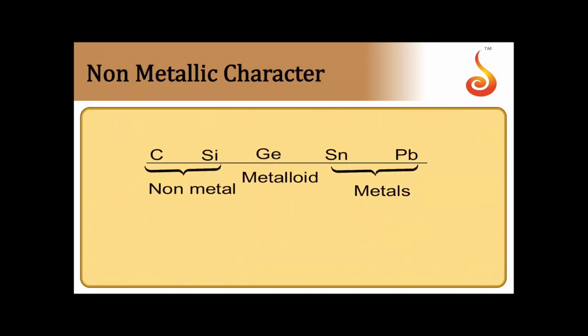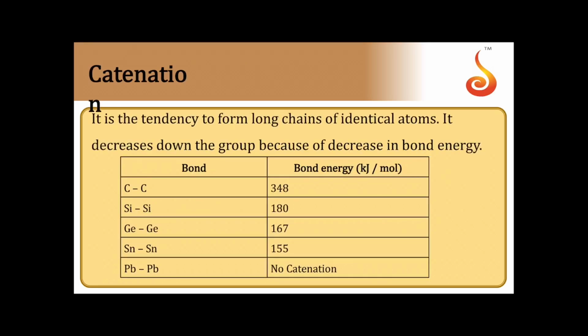They are forming covalent compounds here having a covalency of 4. Then coming towards metallic nature and non-metallic nature, the first two elements are non-metals here. Germanium comes under metalloid, remaining two of them are metals. Means down the group we can say metallic nature is increasing.